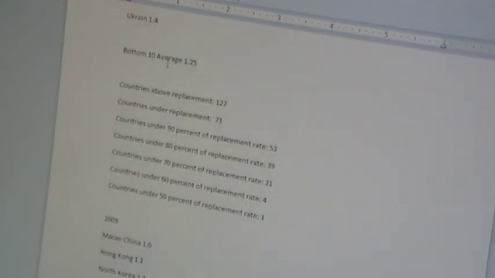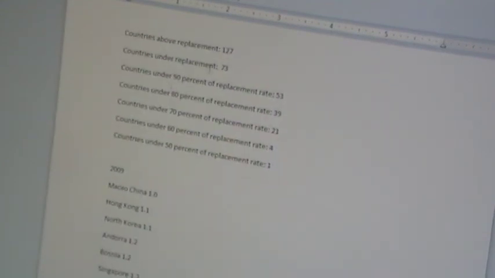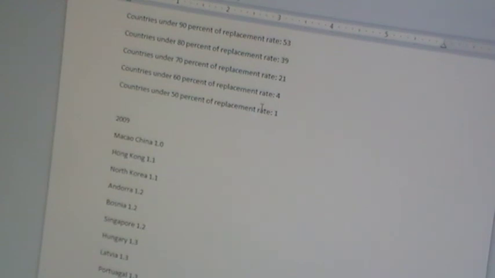All right, and there's Liechtenstein, Romania, Serbia, Ukraine. Bottom 10 average. Liechtenstein is such a small country, though, that they don't really have that much of a problem because they're well off, number one. And number two, they're so small that it's easier for them to advertise to get people to come to their country and not have much of a problem. Countries above replacement, 127. Under replacement, 73. Boom. This remains stationary. Same thing.